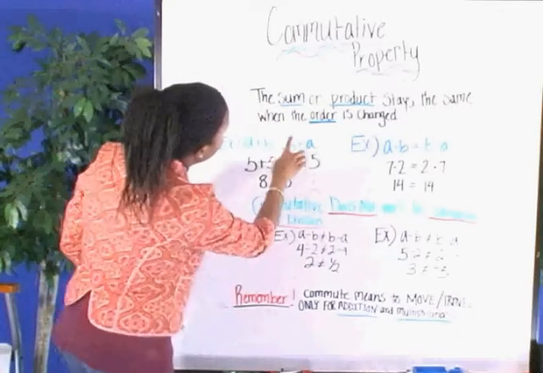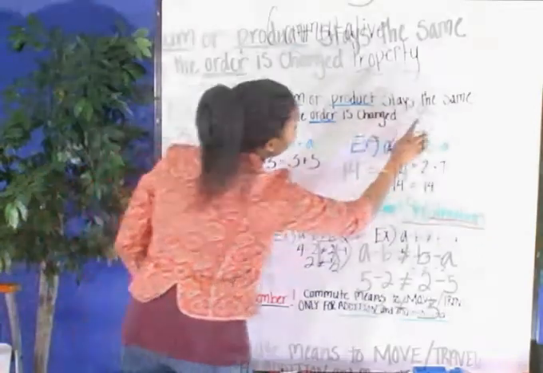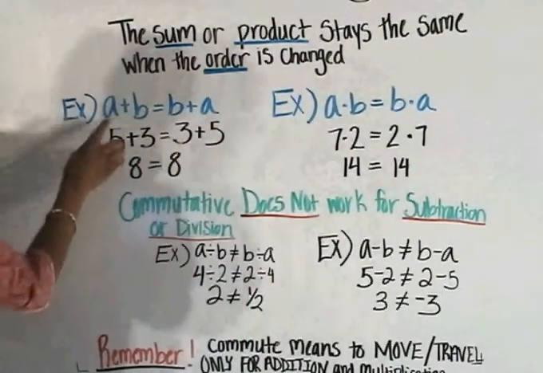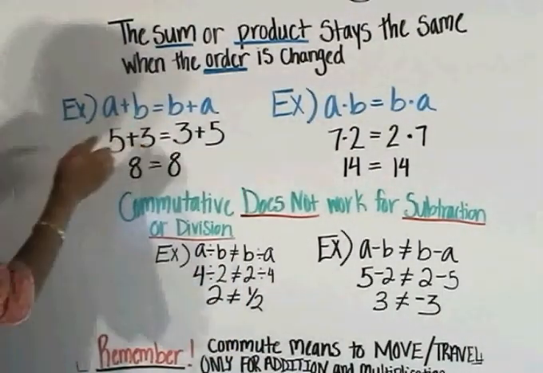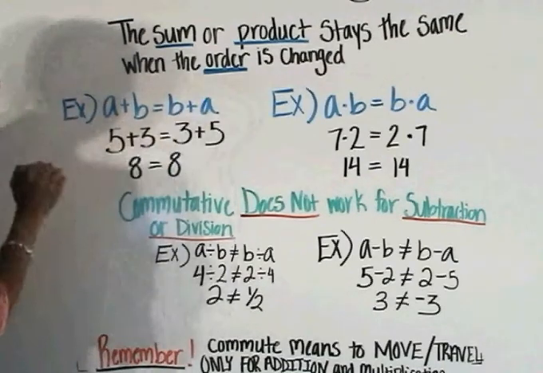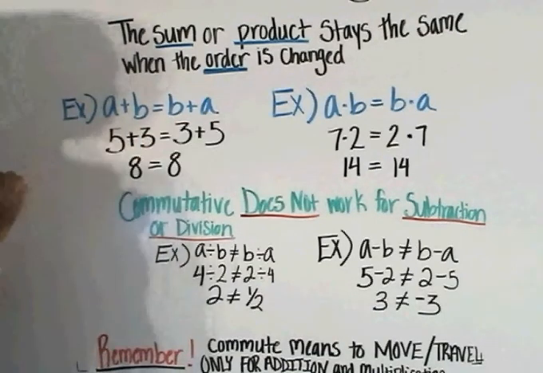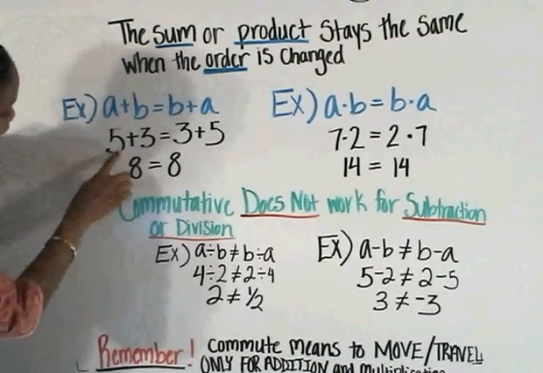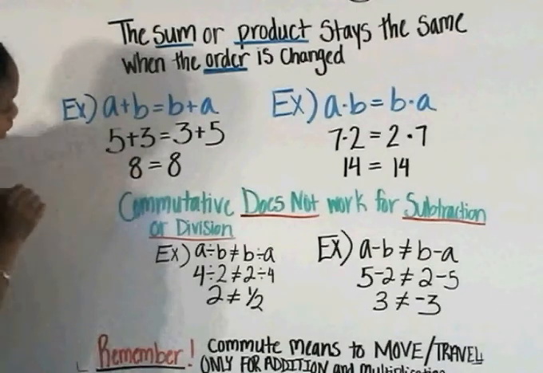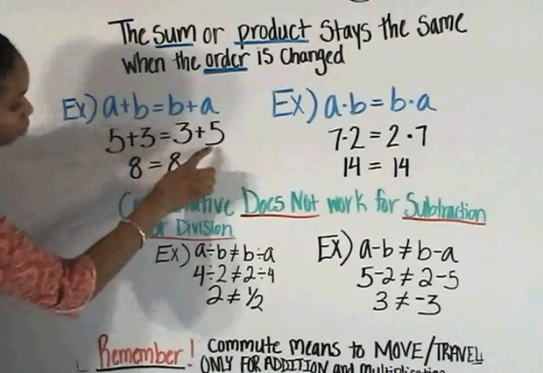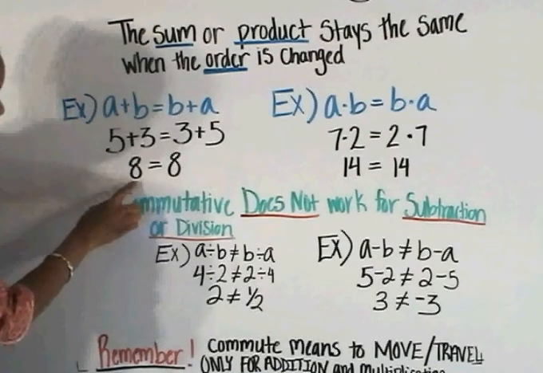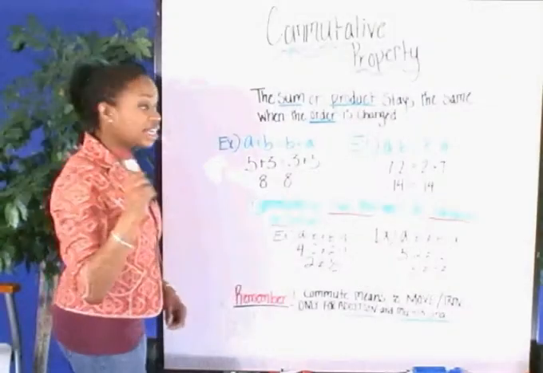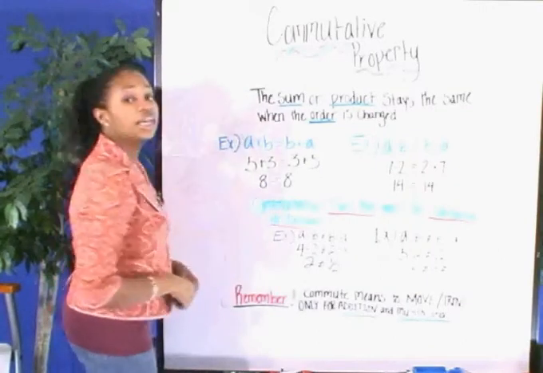Let's look. It said when the order is changed, the answer stays the same. Remember, that means equal when the order is changed. We've got A plus B equals, now if the order changes, it would become B plus A. Now remember, we said it was for addition. It works for addition, so let's see. Is 5 plus 3 the same or equal to 3 plus 5? Yes, because you get 8 on one side and 8 on the other side of the equal sign. So this is an example of the commutative property for addition.